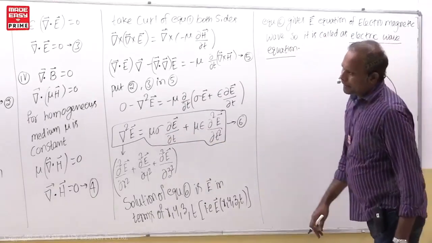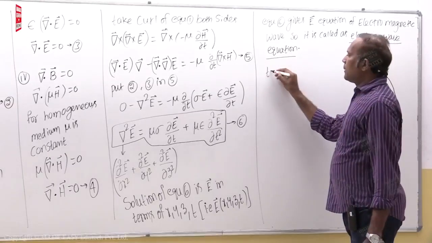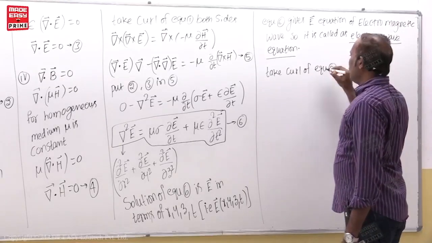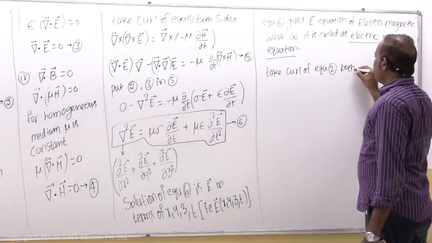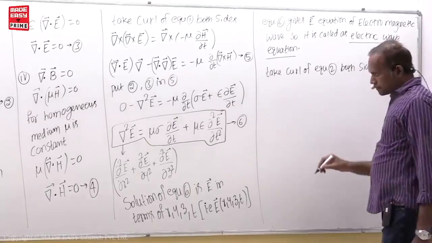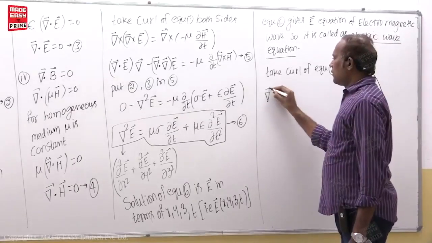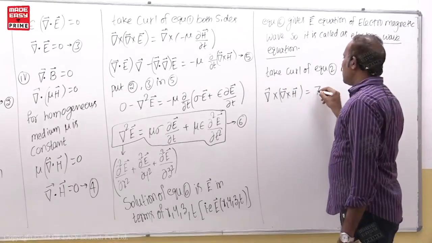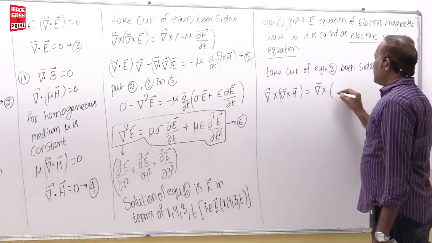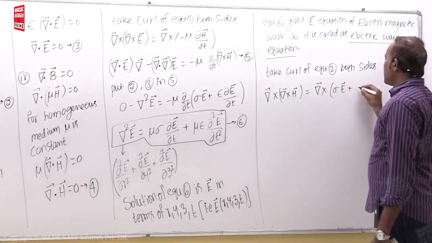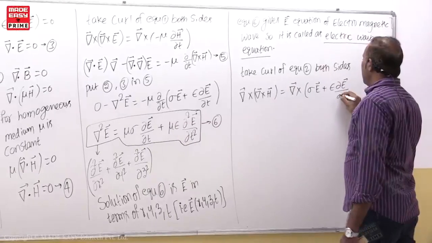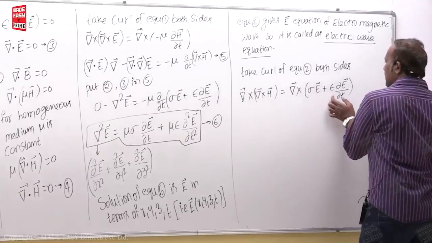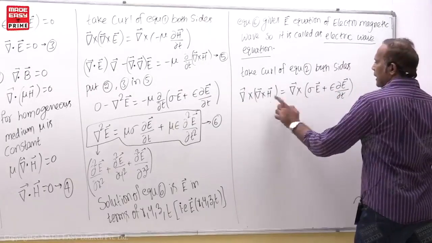Now similarly, you take the curl of equation 2 on both sides. Equation 2: del cross H bar is equal to sigma E plus epsilon dou E bar by dou t. Now on both sides I have taken curl.